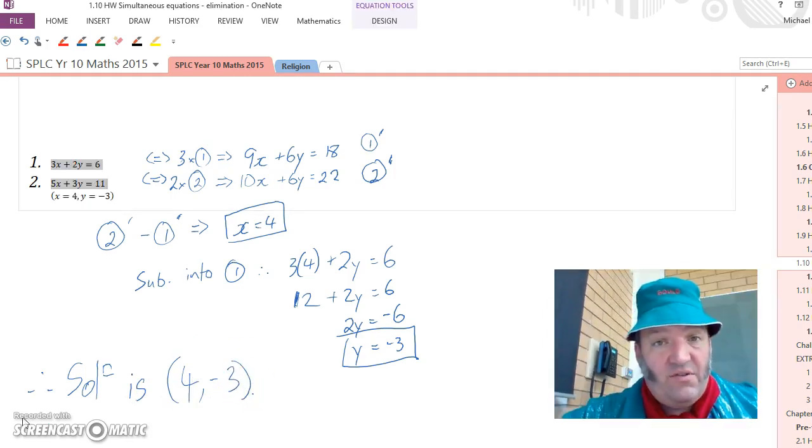So there you have it. Solution 4, negative 3. Once again, you can check it on that mathematics add-in if you like, or Desmos, or your graphics calculator. The elimination method is the way to go.